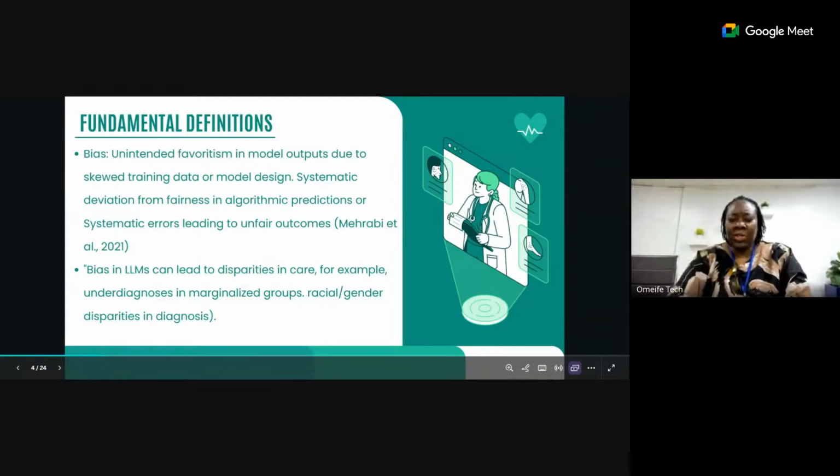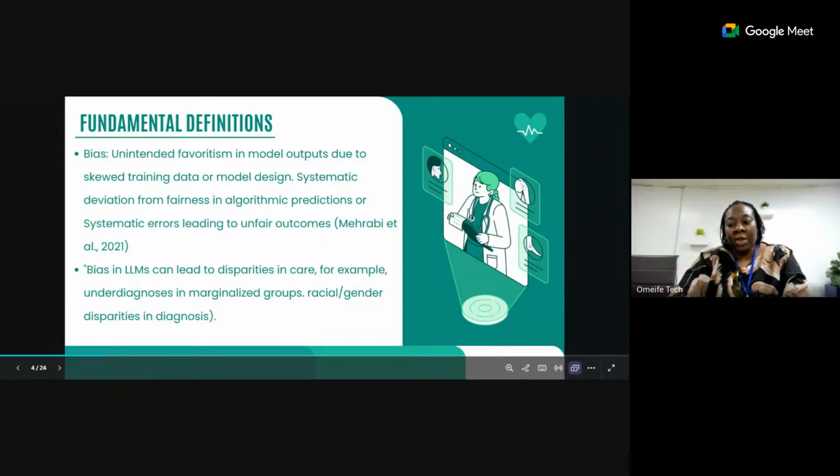So the question now is, what causes bias? We'll talk about LLMs. So number one, we'll talk of training data. LLMs are trained on vast data sets, often sourced from the internet or textual repositories. These data sets may reflect existing biases such as gender stereotype, racial stereotype, or cultural biases. Then we'll have model architecture. The underlying architecture of the LLM and the assumptions made during its design can also contribute to bias.